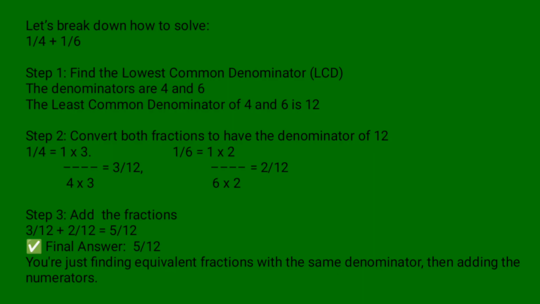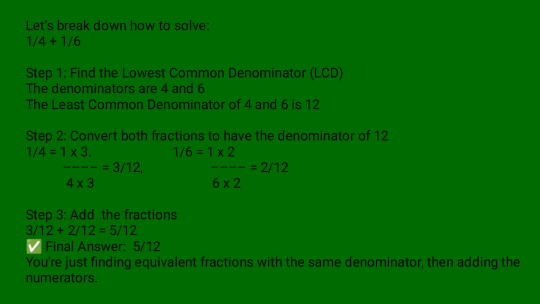1 over 4 is equal to 1 times 3 over 4 times 3. 1 times 3 will give you 3, and 4 times 3 will give you 12. Then we come here: 1 times 2 will give you 2, and 6 times 2 will give you 12.